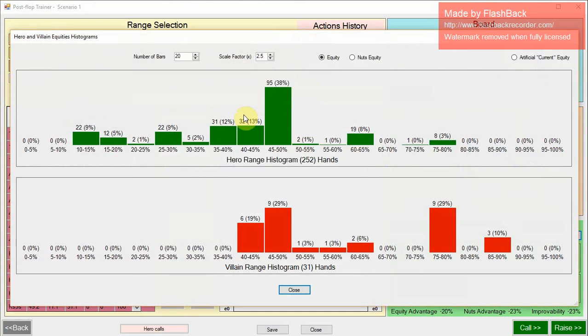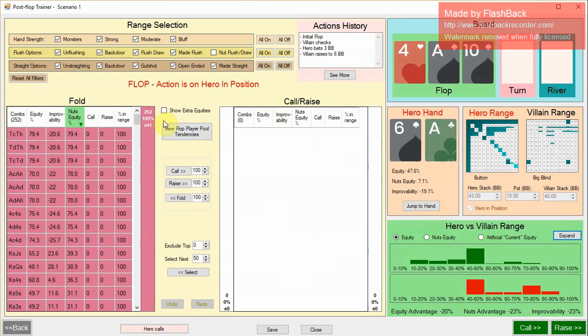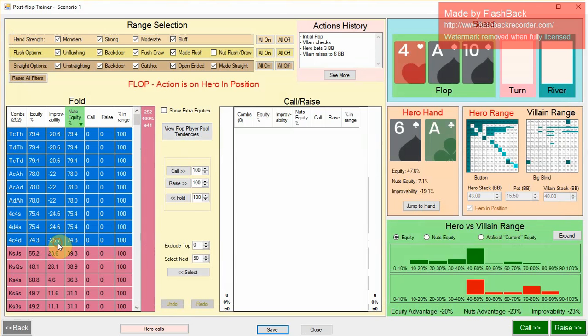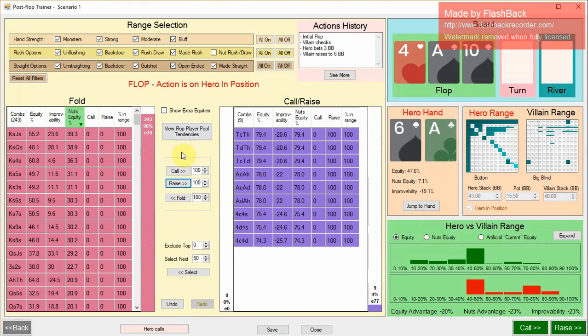Now let's have another look at the histograms again. Now you can see that the villain's range is now quite significantly ahead of the hero, and in fact you can see that the hero is now 20% behind in terms of equity and 23% behind in terms of nutted hands. So we now need to determine what hands would we call with, because that's what the hero did in reality. So I think hands like sets, these hands here, I think we would re-raise. So we need to look at what we would call with, because that's what we actually did.